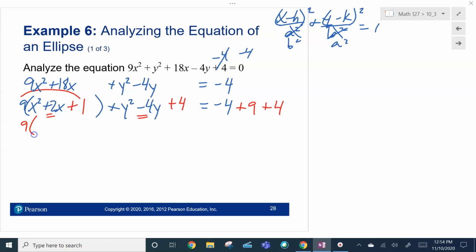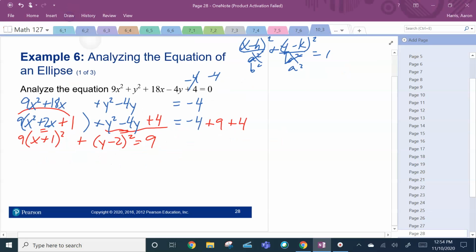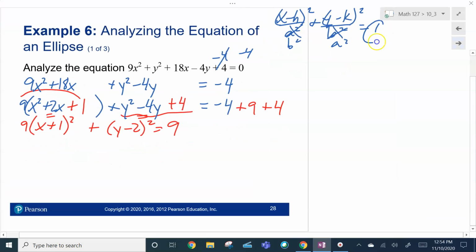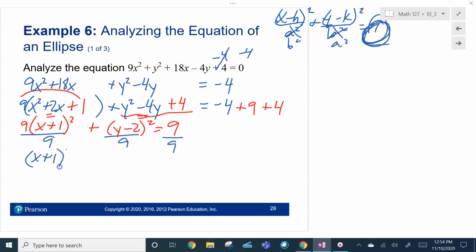Now I can complete the square. This is x plus 1 times x plus 1, so x plus 1 quantity squared. Over here, this thing factors into y minus 2, y minus 2, so y minus 2 quantity squared. I got -4 plus 9 plus 4, so I got 9. Now the only other issue I have with this thing is I have to have it equal to 1, right? So I divide both sides of the equation by 9, so I can get it equal to 1. So I got x plus 1 squared, now this is over 1, y minus 2 squared over 9 equals 1.